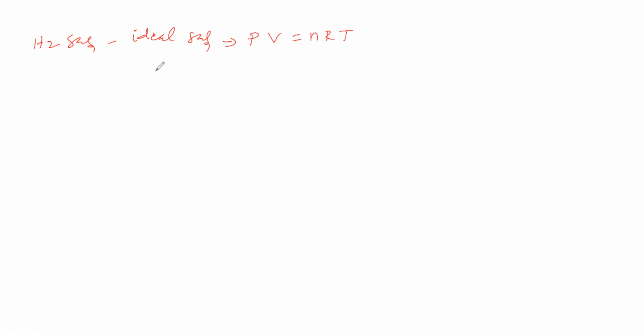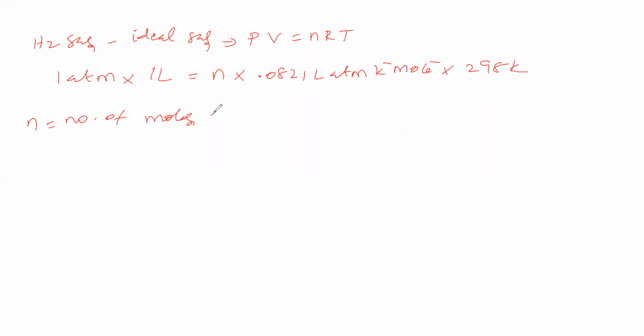Now we will substitute pressure. Pressure is 1 atmosphere. Volume we will substitute 1 liter. n is the number of moles, which we have to find. R is the universal gas constant, 0.0821 liter atmosphere per Kelvin per mole. Temperature is given, 298 Kelvin. Now we will simplify and we will get n, the number of moles of hydrogen. We are getting 0.0409. So 0.0409 moles of hydrogen molecules are given.